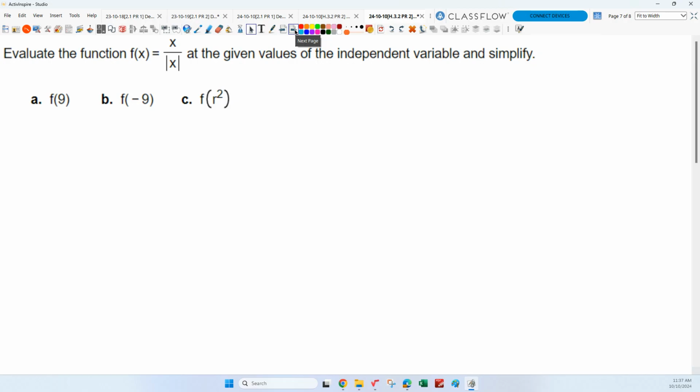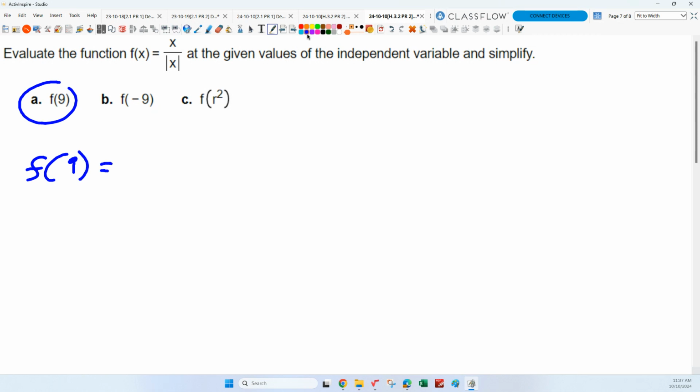Okay, how about this one? This is kind of a weird one. This is an important function, though. It's a function we use. This shows up in computer science quite a bit. We see this in calculus. Let's look at part A.